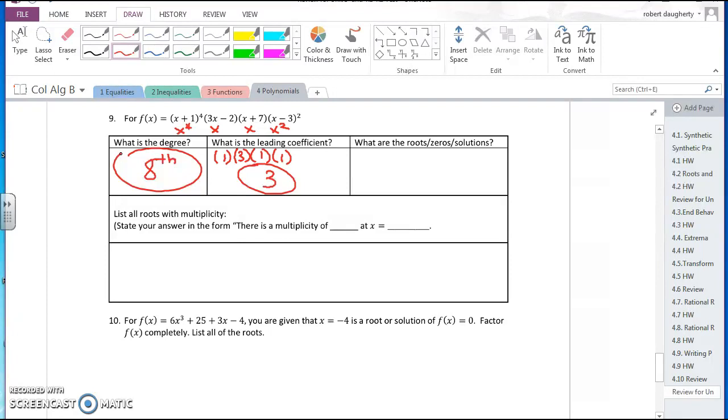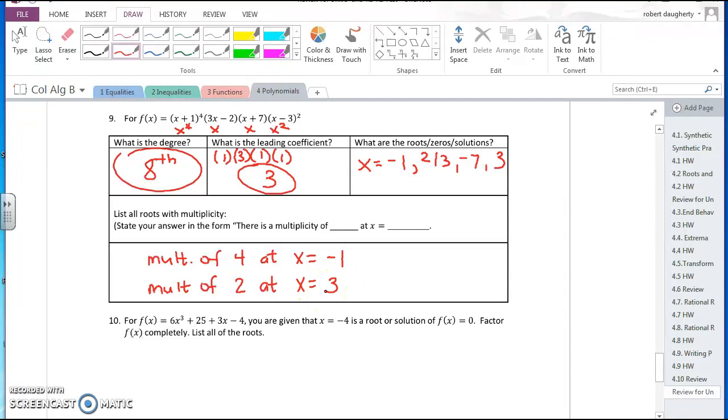What are the roots, the zeros, the solutions? That is going to be x equal negative 1, and then 2/3, negative 7, and 3. You get that by setting each factor equal to 0. And multiplicity. So there's a multiplicity of 4 at x equal negative 1. There's a multiplicity of 2 at x equal 3. Okay.